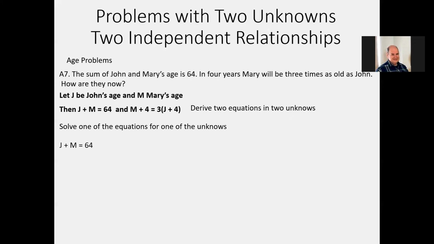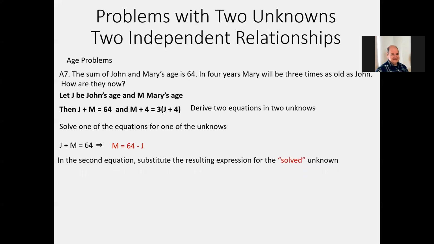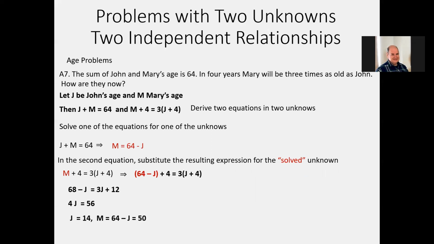Again, the same trick, I take one equation, the simpler one. I choose to solve for Mary, could just as well solve for John. I solve for Mary and take that second equation, which I haven't used yet, M plus 4 is equal to 3 times J plus 4, and I substitute for M, 64 minus J. And this is an equation that only has J's in it, and if I'm careful, I should be able to solve for J, J being 14, and we're told that Mary is 64 minus J, which would make her 50.